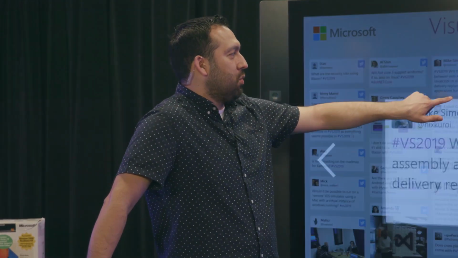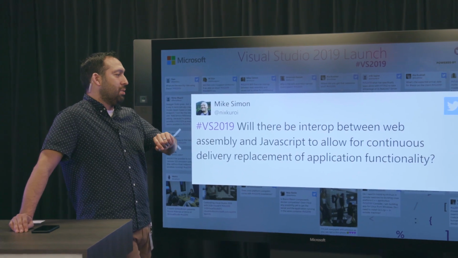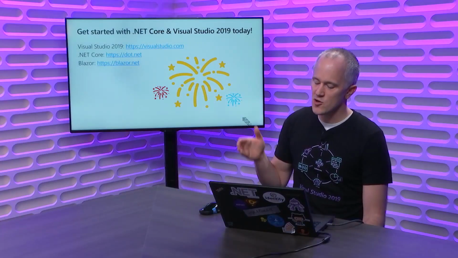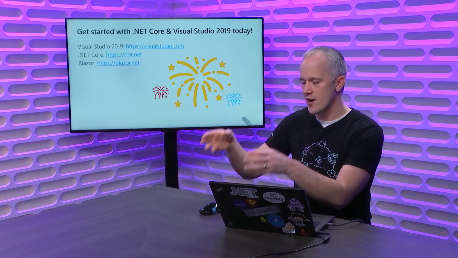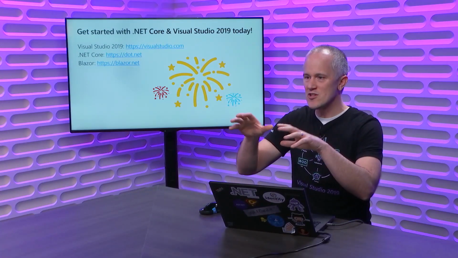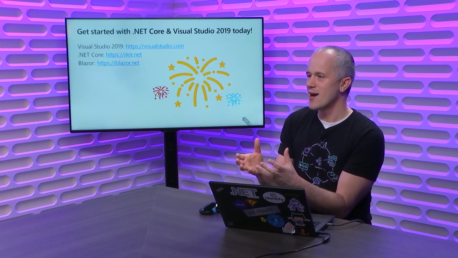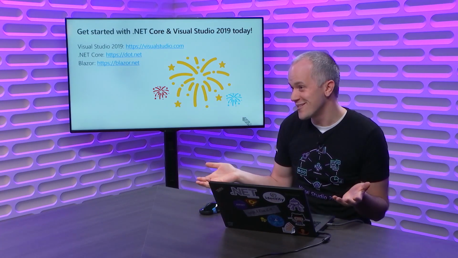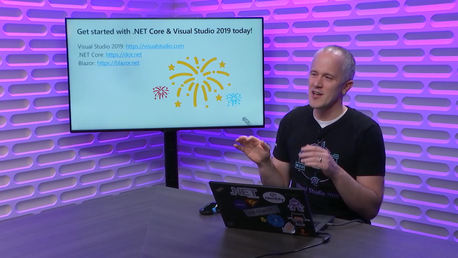Fantastic. Just two more questions. Will there be interop between WebAssembly and JavaScript to allow for continuous delivery replacement of application functionality? So there's probably two questions in there. You can, of course, call into JavaScript from WebAssembly. That works. You can call from .NET code into any JavaScript library, any browser API. In fact, you can even take those libraries written in JavaScript and shrink-wrap them in a .NET API wrapper, ship them as a NuGet package, and now anyone can call that library as if it was written in C# and .NET.